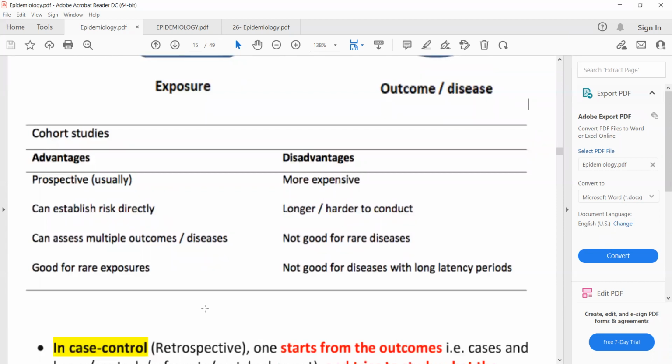It is good for diseases with short latency period. For example, if a disease has a latency period of 1 year or 2 years or even 5 years, then it will be good to conduct a prospective cohort study.